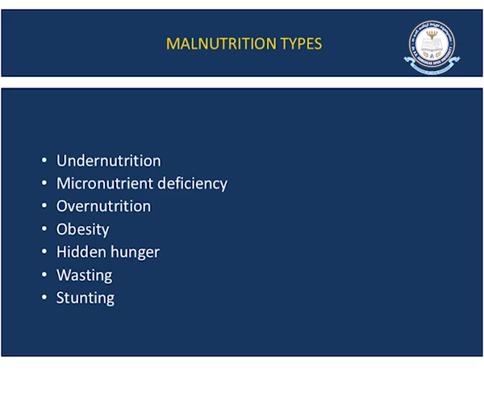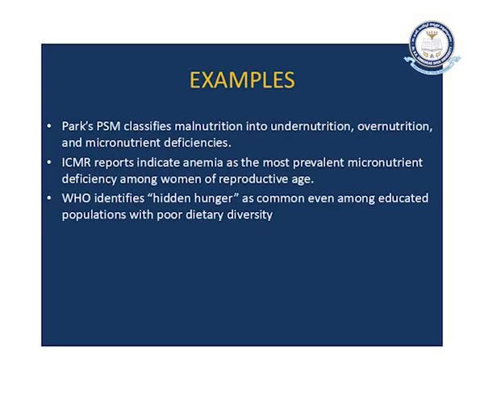What are the types of malnutrition? As we have already seen, they are undernutrition, micronutrient deficiency, overnutrition, obesity, hidden hunger, wasting and stunting. Now, examples. Park PSM classifies malnutrition into undernutrition, overnutrition and micronutrient deficiency. ICMR reports indicate anemia as the most prevalent micronutrient deficiency among women of reproductive age. WHO identifies hidden hunger as common even among educated populations with poor dietary diversity.